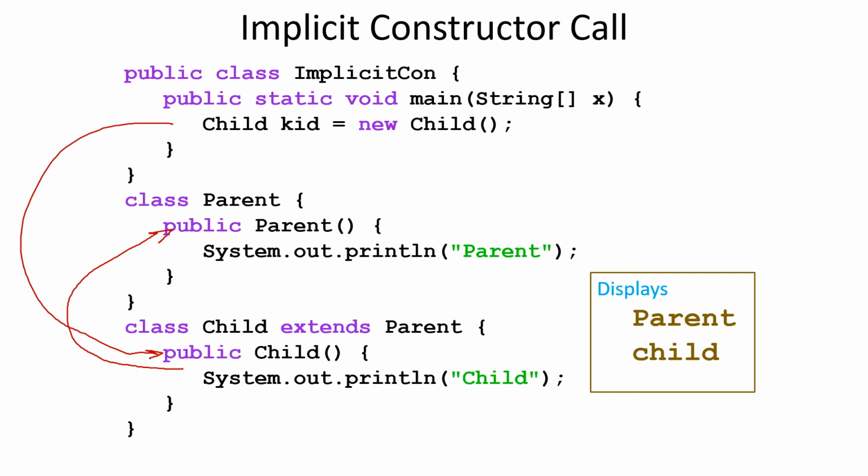which prints the word parent and returns. And when it returns, it comes back to the child constructor, which prints the word child. So it will display parent child.